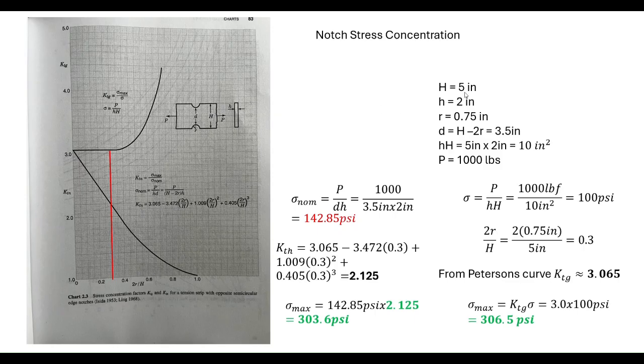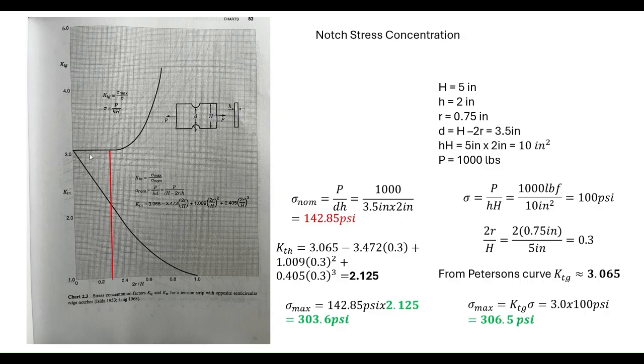And I've calculated that for our geometry, an H of 5 inches, a thickness of 2 inches, a notch circular radius of 0.75 inches. D would be 3.5, and the cross-sectional area away from the notch would be 10 inches squared. So for a 1,000 pound load, you'd have 100 psi tensile stress away from the notch in the membrane. The cross-section is typically referred to as the membrane, as far as I know.